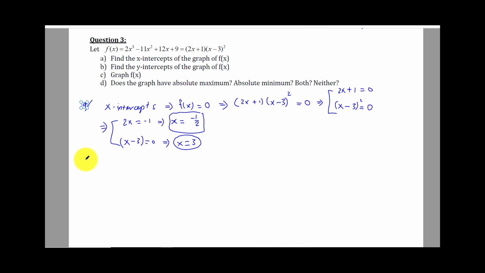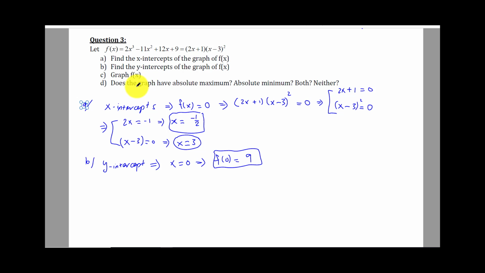For part B, you are trying to find the y-intercept. Now for the y-intercept, again, we let x be 0 and then solve for y or f of x. So for the y-intercept, I let x be 0. When x is 0, I can solve for f of 0. Anywhere I see x now becomes 0. So this is 0, this is 0, this is 0. I have only 9 left, because 0 times 2 is 0, 0 times 11 is also 0, times 12 also 0. So I only have 9 left. So the y-intercept in this case is 9.